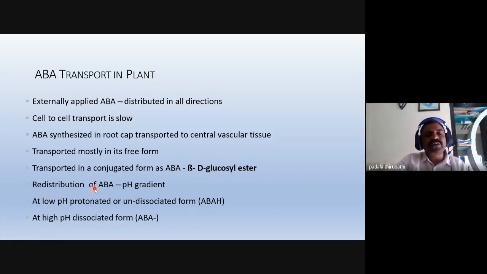And redistribution of ABA occurs in the presence of an external pH gradient. The pH gradient is responsible, whether at low pH or high pH. At low pH, ABA is in the protonated or undissociated form, ABAH. At high pH, it is in the dissociated form, ABA minus. So the undissociated form is at low pH, and the dissociated form of ABA is at high pH concentration.